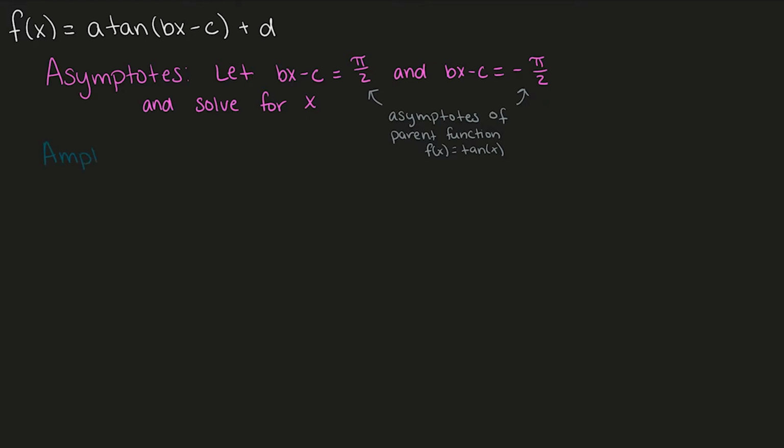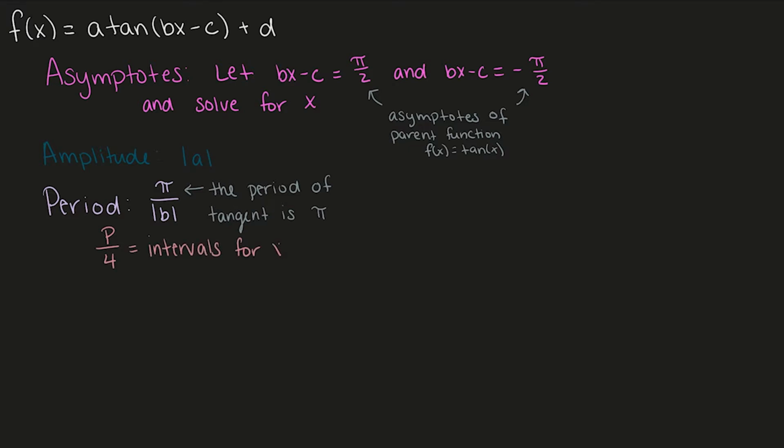Next, our amplitude. Our amplitude is the absolute value of a. Then our period. Our period is going to be pi over the absolute value of b. Here, we're using pi because that's the period of tangent. Then to find our intervals for our x values, we'll take our period and divide that by 4. Last, our vertical shift is going to be our d value. That tells us how many units up or down we are shifting our tangent graph.